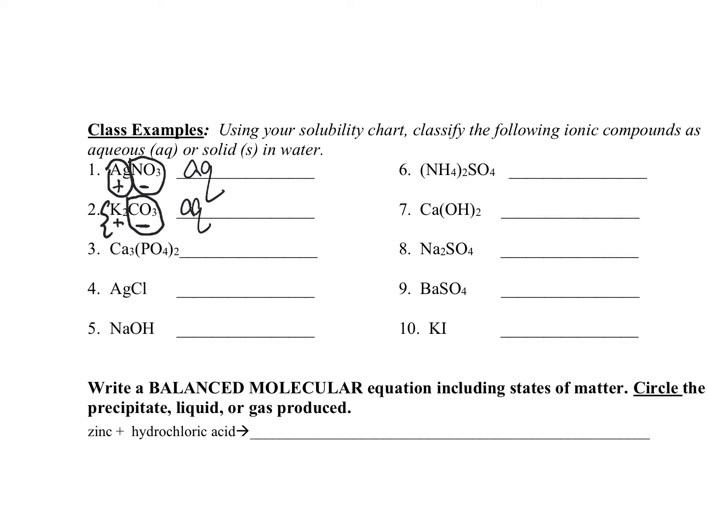So let's do the third one as an example. I have Ca, that's my positive piece, and PO4, that's my negative piece. Our rules say look at the negative piece first. PO4 is going to be in the same line as carbonate and sulfite. So we know we're looking at that bottom line of my rules. Then we're going to try to find how calcium, Ca, fits in.